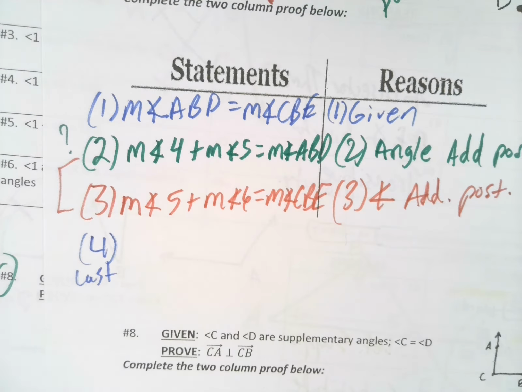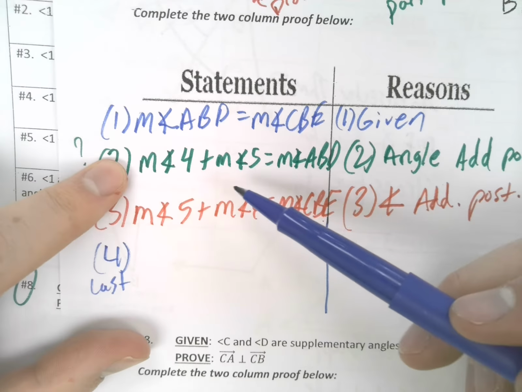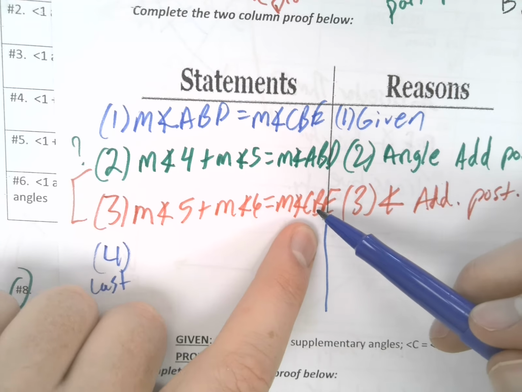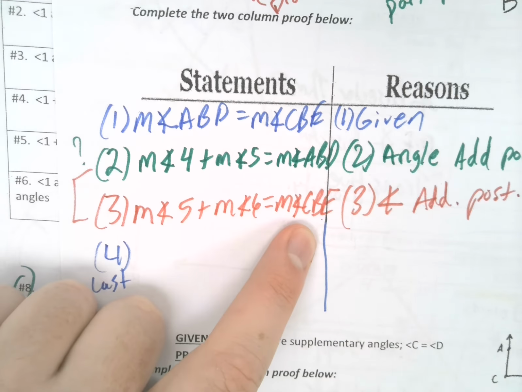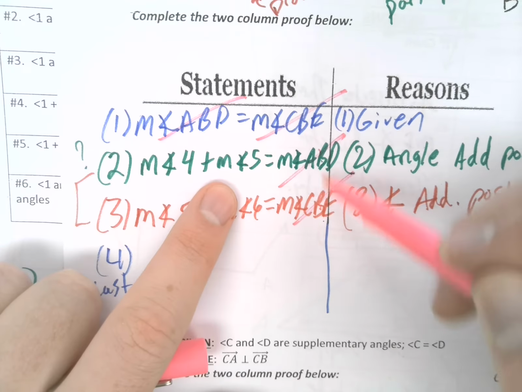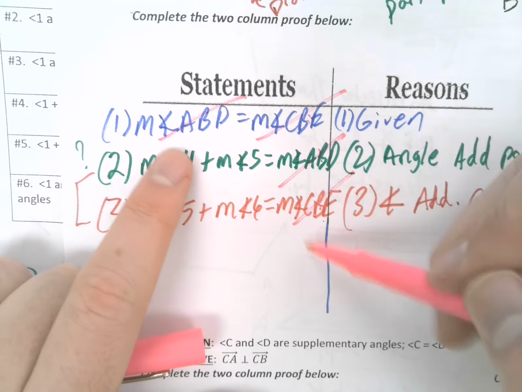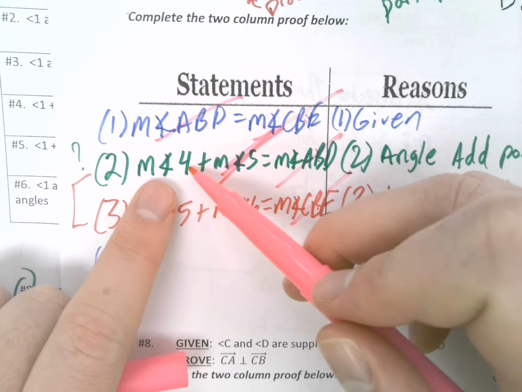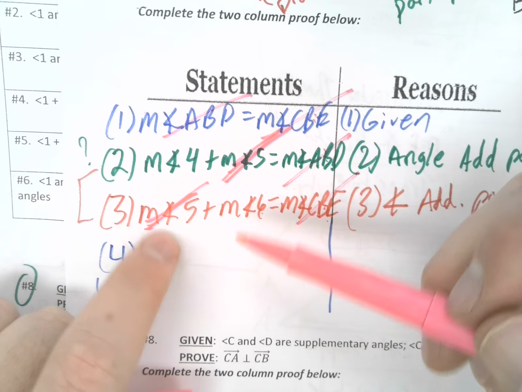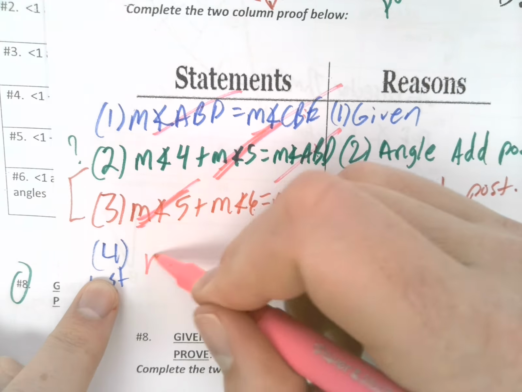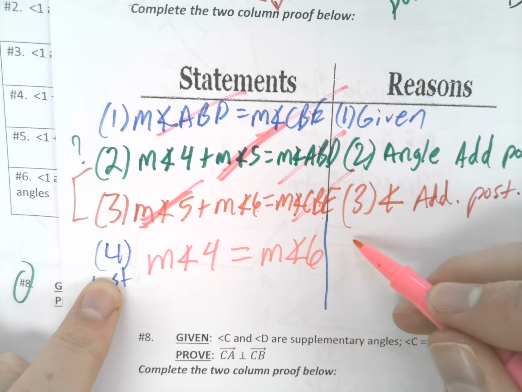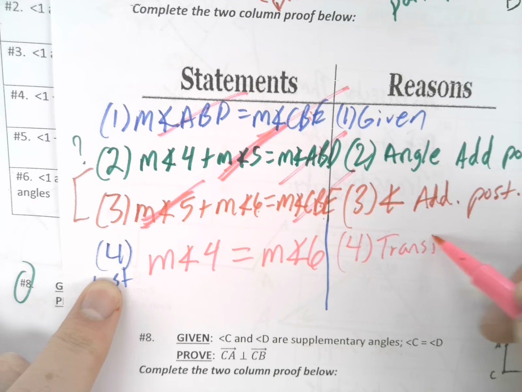And why are we to the last step? Well, because look at what we've established. If angle 4 plus angle 5 is ABD, if angle 5 plus angle 6 is CBE, and we know ABD and CBE are equal to each other, cut out the repetition. We know those are all equal. And we know that angle 5 plus angle 4 is that, and angle 5 plus angle 6 is the same thing. Cut that out. What are you left with? The measure of angle 4 is going to be equal to the measure of angle 6. And what property can we think for that? Well, that's the transitive property.